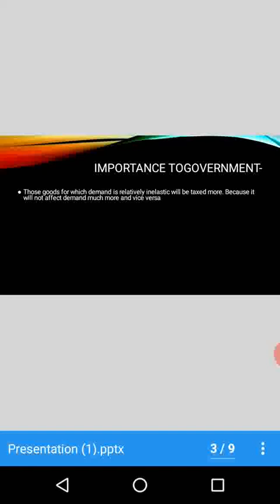In case of habitual goods like cigarette, tobacco, if there is a rise in the price, demand will not be affected. That is, demand is relatively inelastic. So for these types of commodities, the government can charge higher taxes, or vice versa.